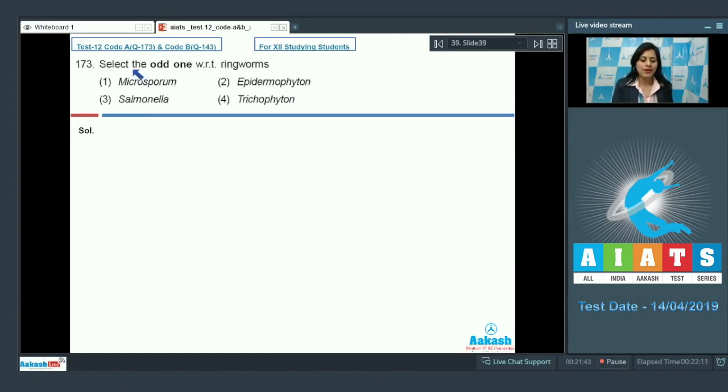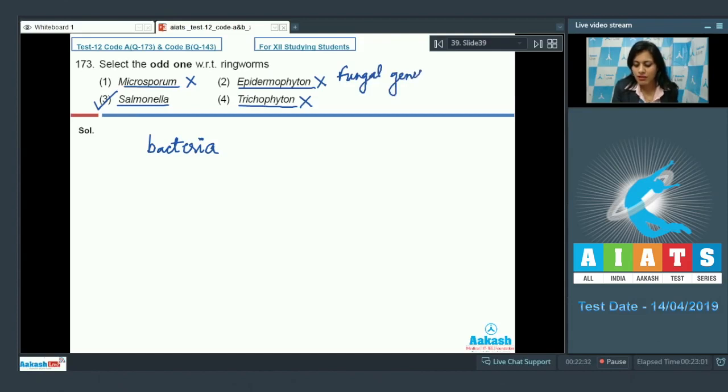Question number 173. Select the odd one with respect to ringworms, and the options are Microsporum, Epidermophyton, Salmonella, and Trichophyton. And the correct answer to this question is option number 3, Salmonella, because Salmonella typhi is the pathogen that causes typhoid. It's a bacteria, whereas rest of the options, Microsporum, Epidermophyton, and Trichophyton cannot be the correct answer because these are fungal genera causing ringworm infection. So the correct answer to this question is option number 3.